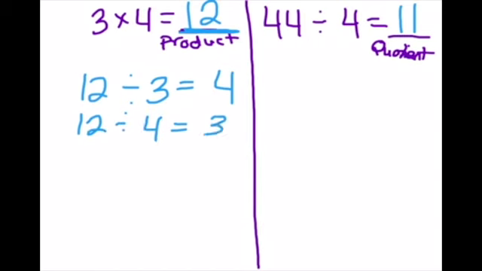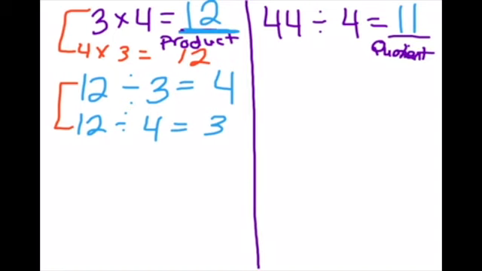Okay? And if you wanted to find the fact family, like I said you could do, the only thing left we have to write is 4 times 3 is 12. So you have 4 different facts, but they are the same thing, right? These are the same, and these are the same, and we know they're all related. Okay, now for 44 divided by 4 equals 11.